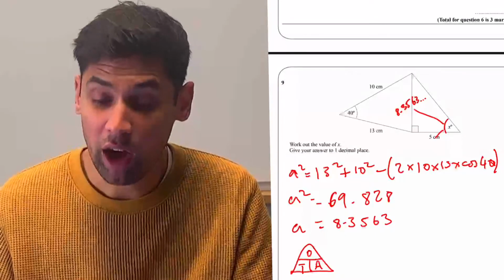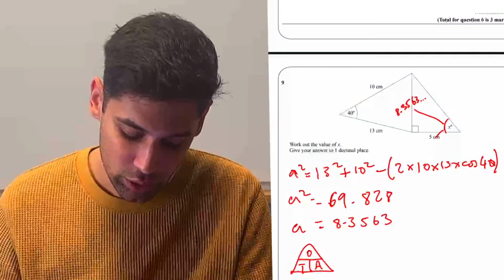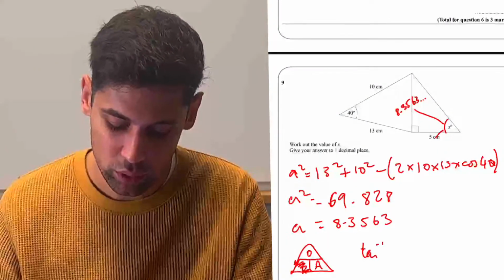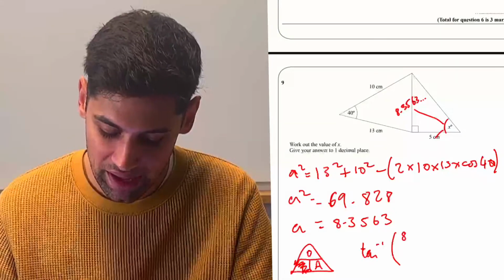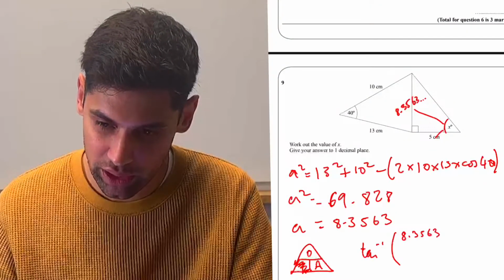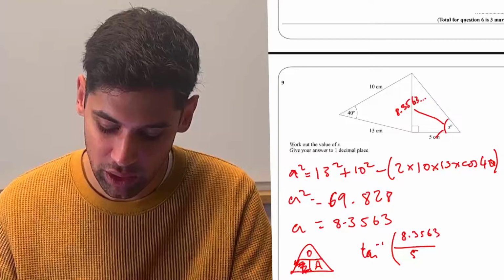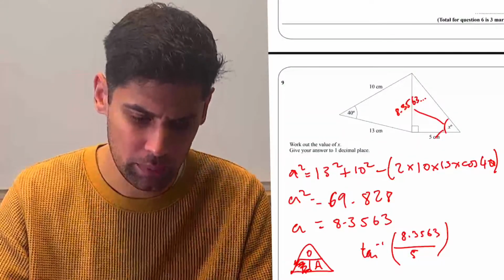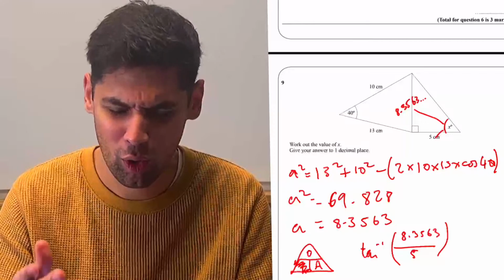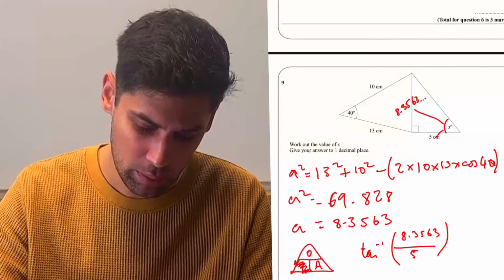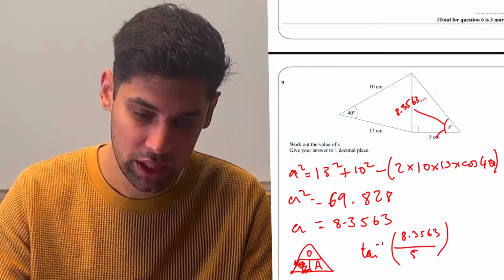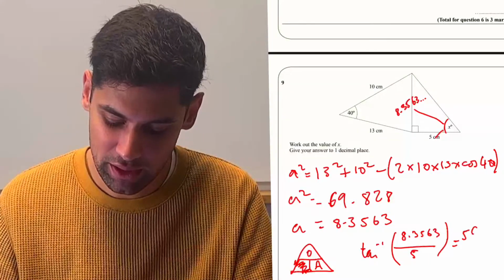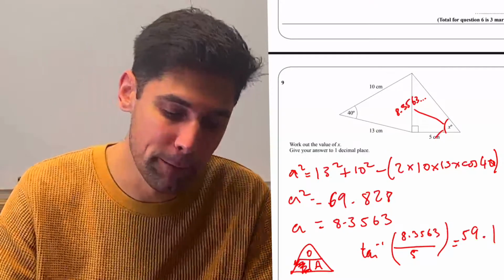TOA. Cover up what you're looking for. You're looking for the angle. So we cover up that and we're left with opposite over adjacent. So it's going to be tan to the minus 1, 8.3563. Opposite over adjacent is 5. Inverse tan. It's the first time we've used tan today. Feels nice. Feels like we're on a holiday getting a tan. Brilliant. 8.3563 over 5. And that is 59.1 is the answer. Boom!